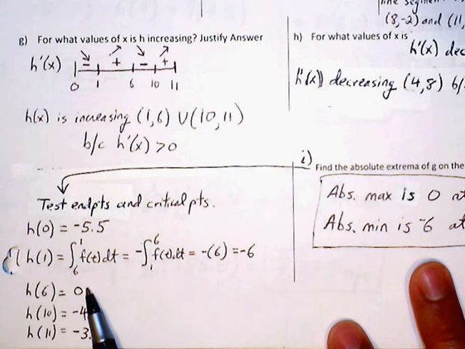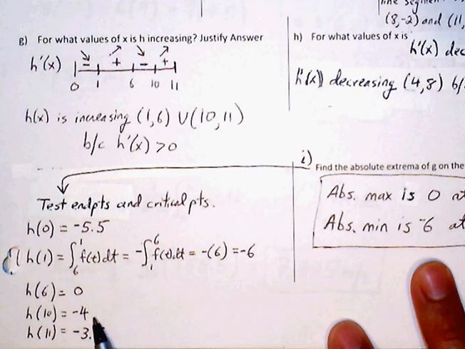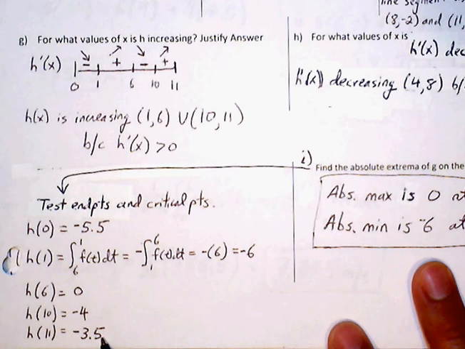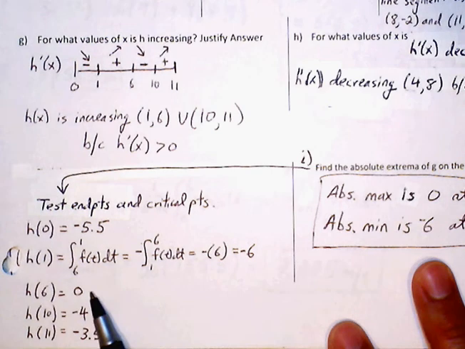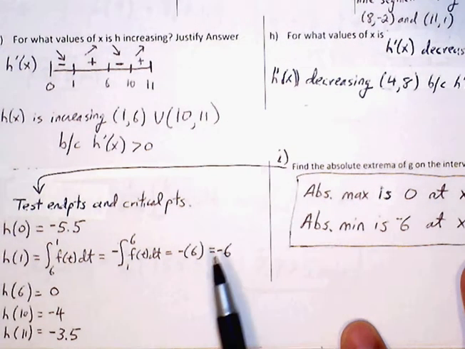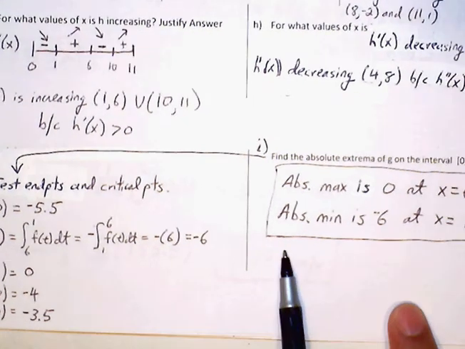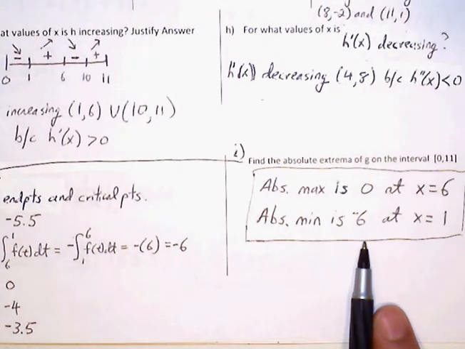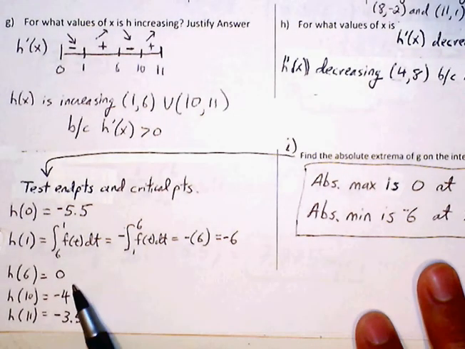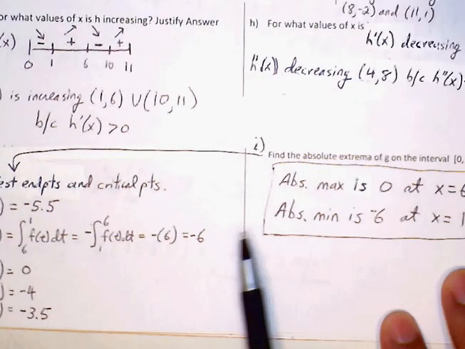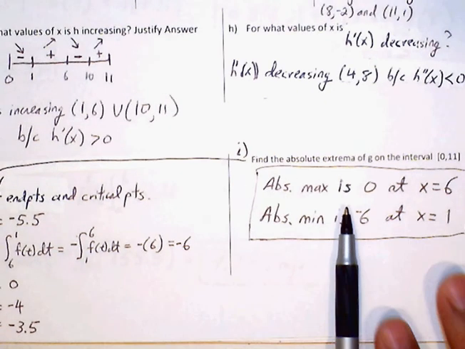H of 6 we found from part B, that's 0. H of 10 we found from part C, that's -4. H of 11 we found from part D, -3.5. So we compare all these y values: -5.5, -6, 0, -4, -3.5. The smallest value that we see is -6, so the absolute minimum is -6 at x equals 1. And the absolute max will have to be 0. Okay, so the absolute maximum is 0 at x equals 6.